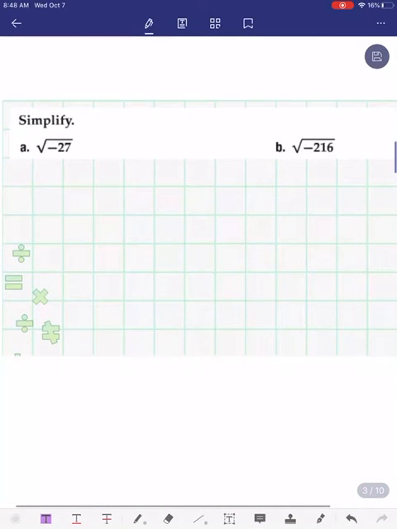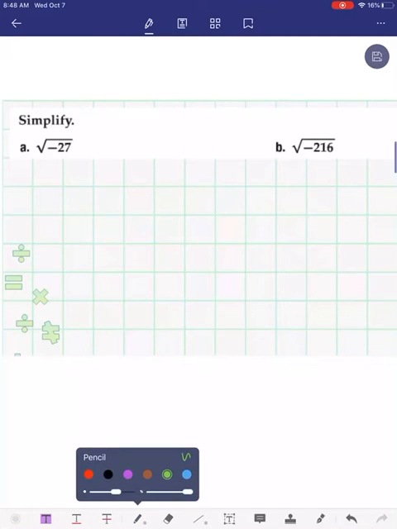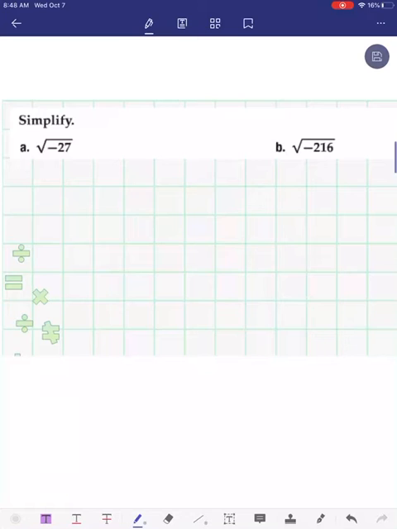Alright, so let's look at simplifying. So notice here that on both of these examples, we have negatives underneath our square roots. So that's going to tell us that these are going to be imaginary numbers. Anytime that we see that we have a negative underneath our square root, that should be our first indication that it's going to be an imaginary or complex number.